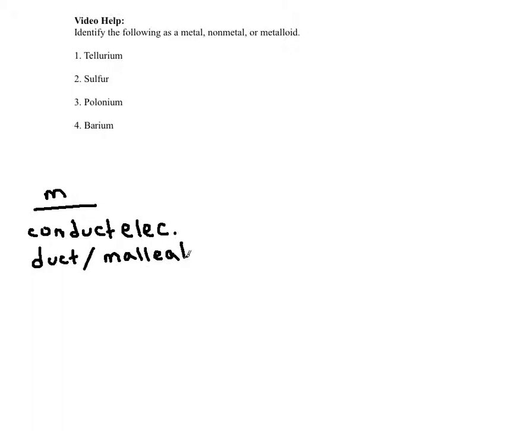And the last characteristic, which is the most obvious why we like metals like silver and gold, is that they are shiny. And so for nonmetals, they're the exact opposite. So they are not metals. They do not conduct electricity. They are not ductile and malleable, and they are not shiny.